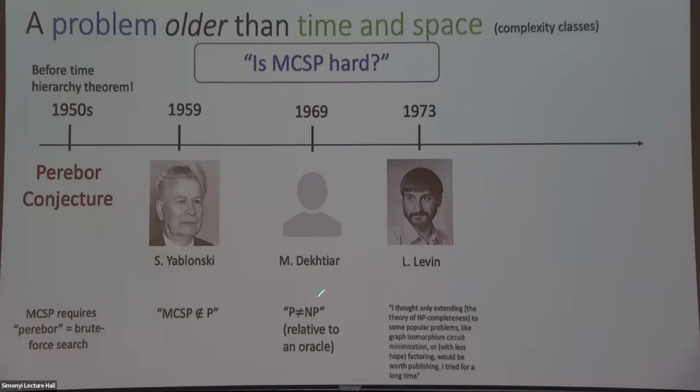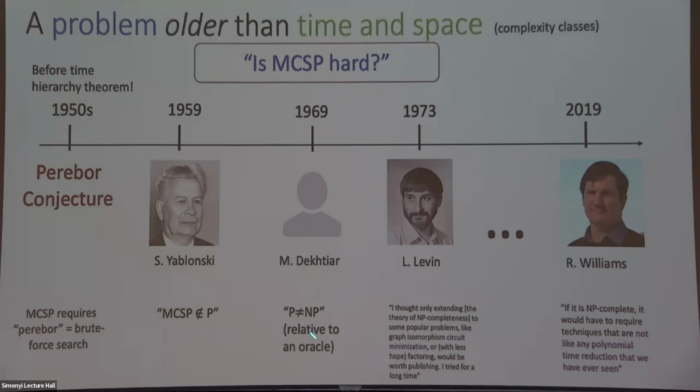So in some sense, this question of whether MCSP is NP hard goes all the way back to Levin. And then finally, there's a fun quote that Ryan has, where he's talking about how he just wants to see what this NP completeness proof might look like. And he's like, if it's NP complete, it would have to require techniques that are not like any polynomial time reduction that we have ever seen. So anyway, that's some of the history of the problem.